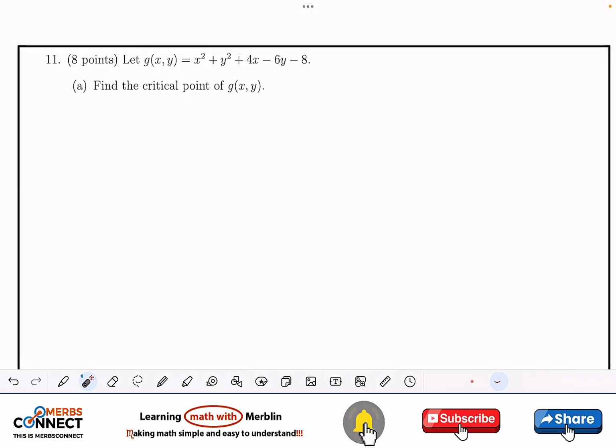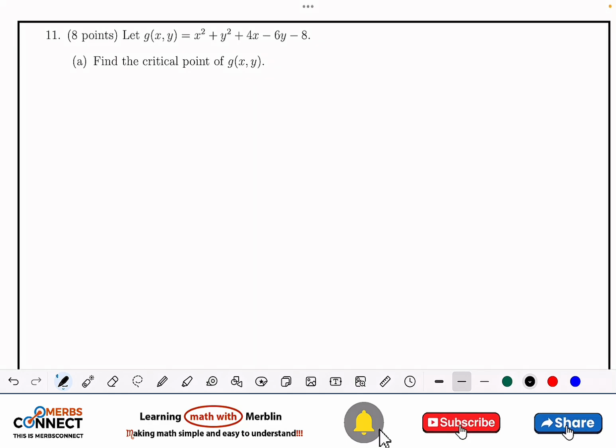All right, so question 11 is saying that find the critical point of g(x,y), right? So this is the partial form. So it means that for us to find the critical point, we need g_x to be equal to 0, and then we need g_y to be equal to 0. So that's the two things that we need.